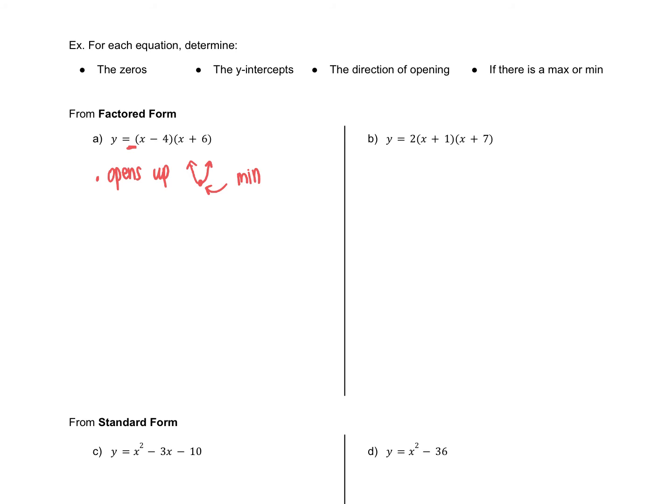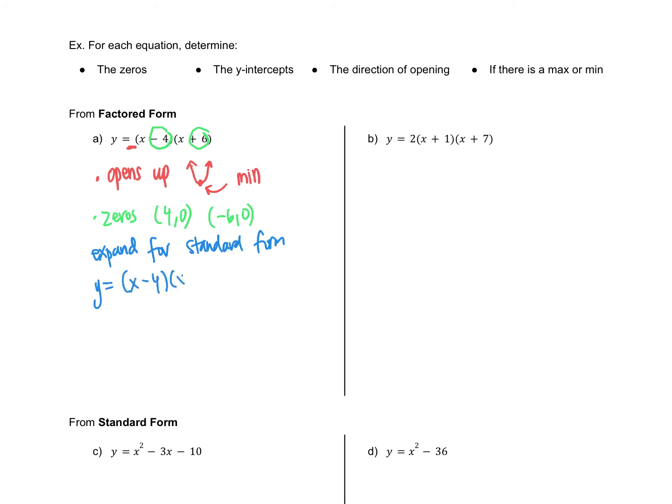Now, the zeros we know come from inside the brackets. So the zeros are, instead of -4, +4. Instead of +6, -6. And there it is. Now the y-intercept, well, I need this to be in standard form, and not a problem. We know how to get to standard form. It's just FOIL or distribution. So expand for standard form.